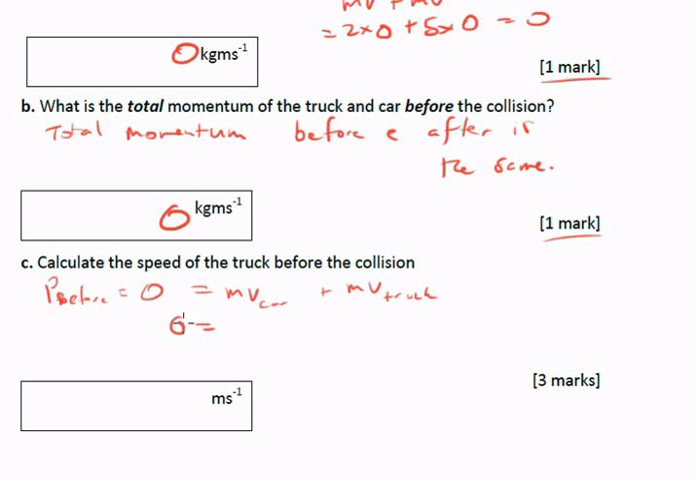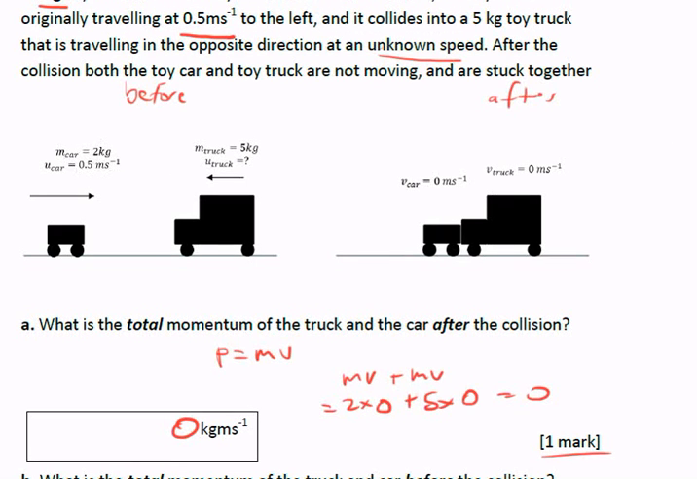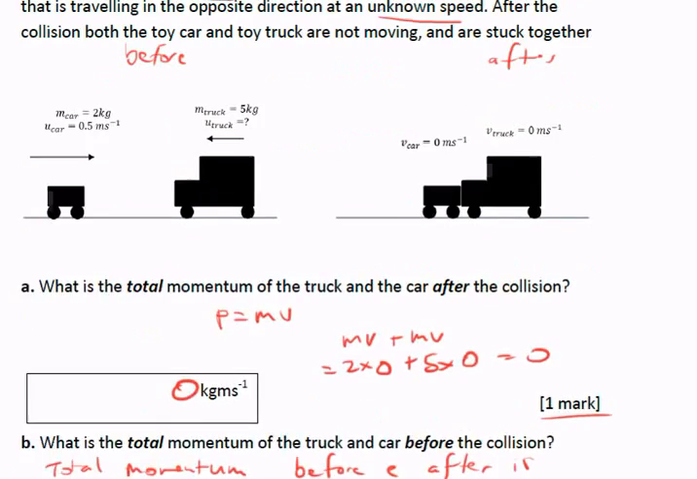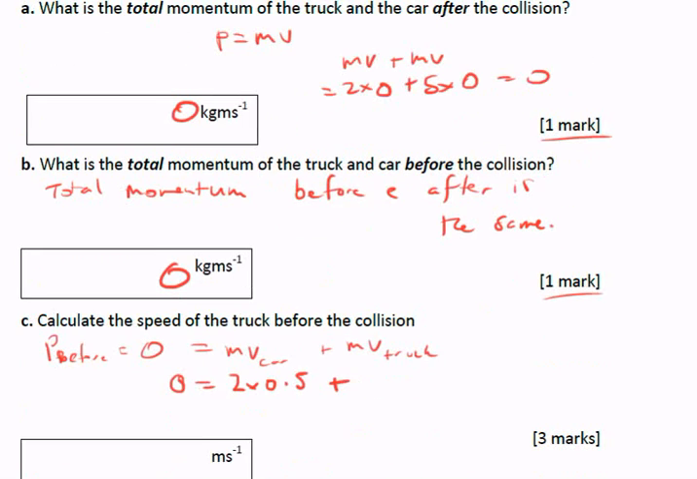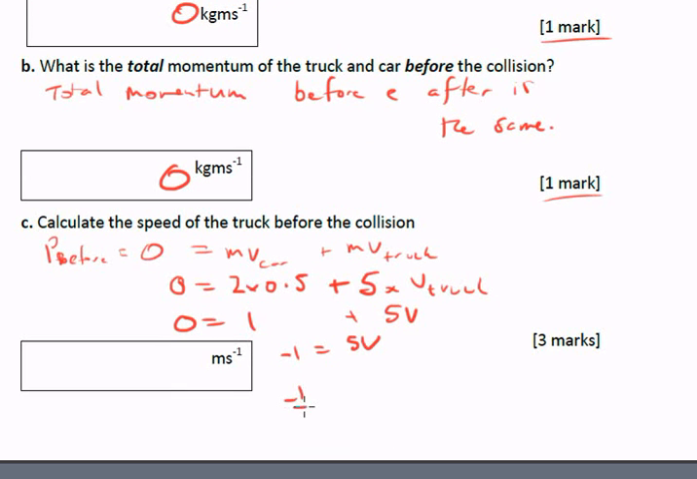So 0 equals mass of the car times speed of the car, 2 times 0.5, plus, what's the mass of the truck? Mass of the truck is 5 times the velocity of the truck. We don't know what that is. 0 equals 2 times 0.5 is 1, plus 5 times velocity. Rearrange that, we get negative 1 equals 5 velocity. Divide both sides by 5, we get negative 1 divided by 5 equals velocity, which is negative 0.2.